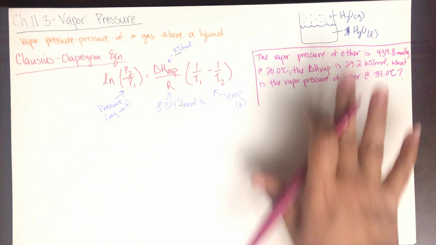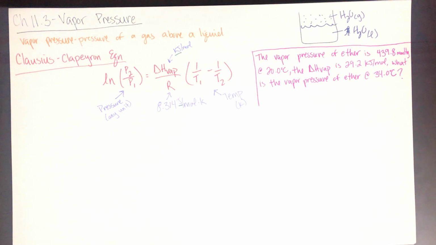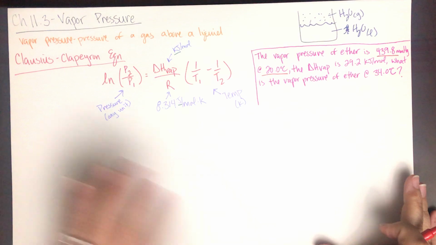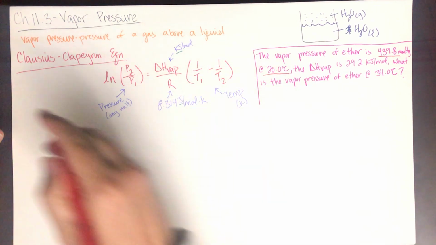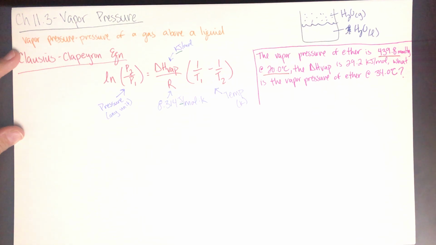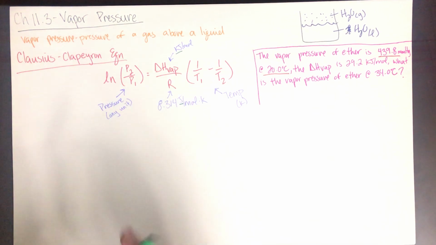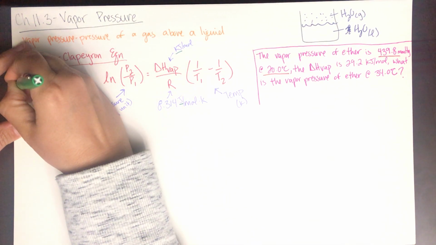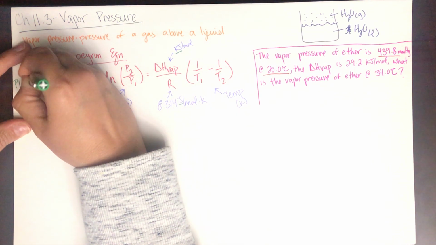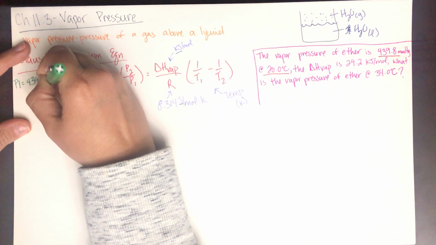Okay, so let's just pick the information out that's in here. What is the vapor pressure? The vapor pressure of ether is 439.8 millimeters of mercury at 20 degrees Celsius. So that's my P1 and my T1. So I'm going to say P1 equals 439.8 millimeters of mercury.